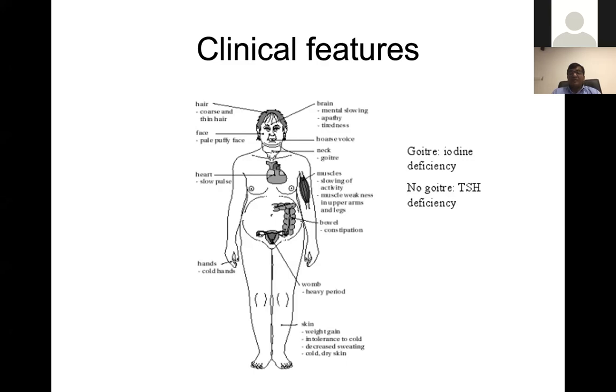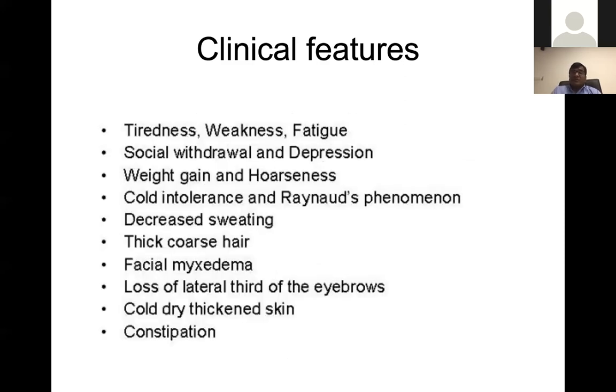And also thyroxine is important for muscle function, so you can get muscle stiffness and muscle weakness, as well as increased weight. So these are typical features of hypothyroidism. I won't go into detail here.